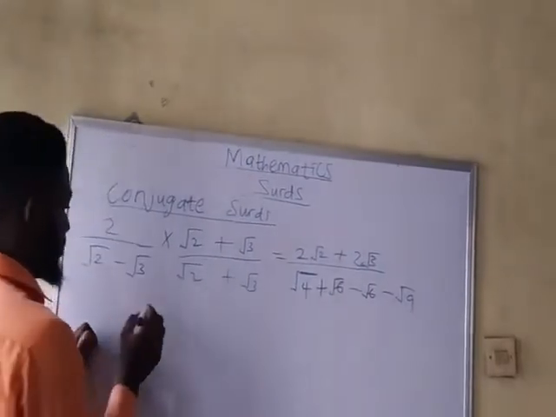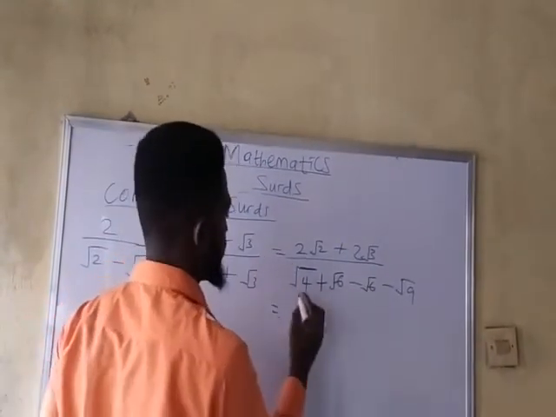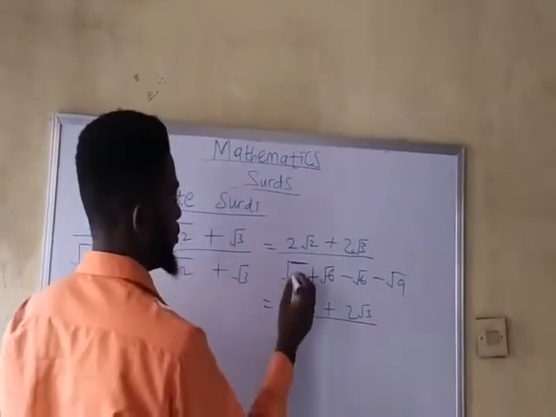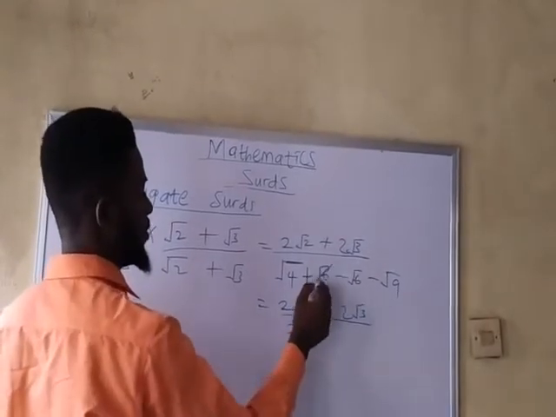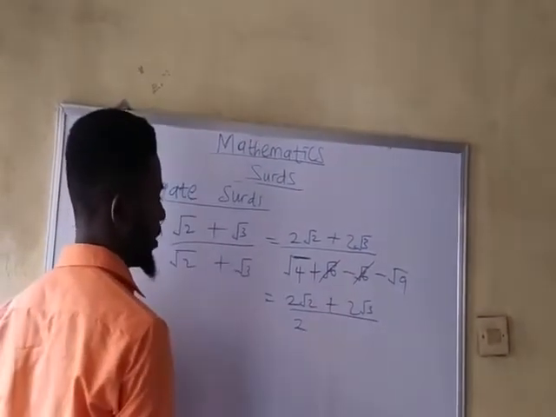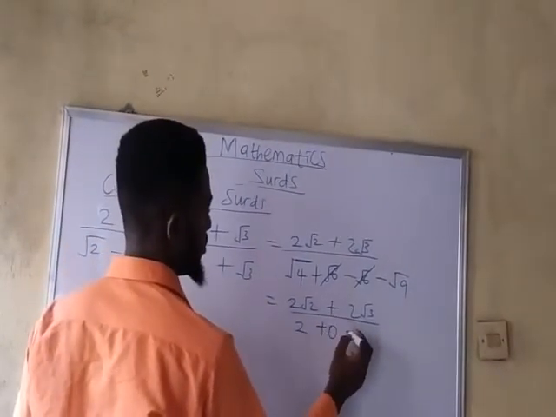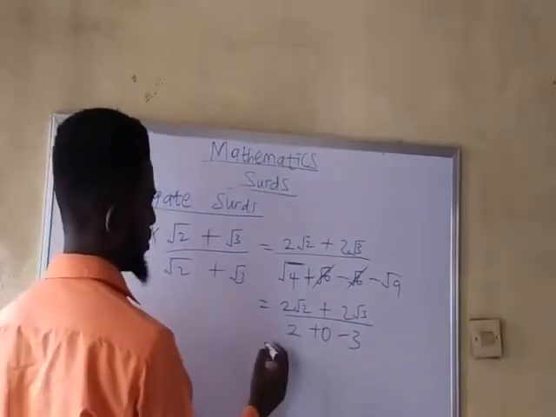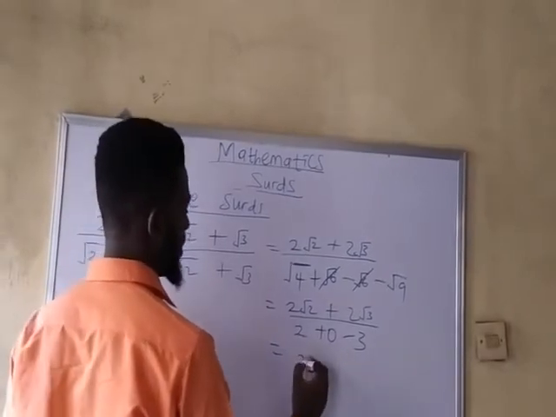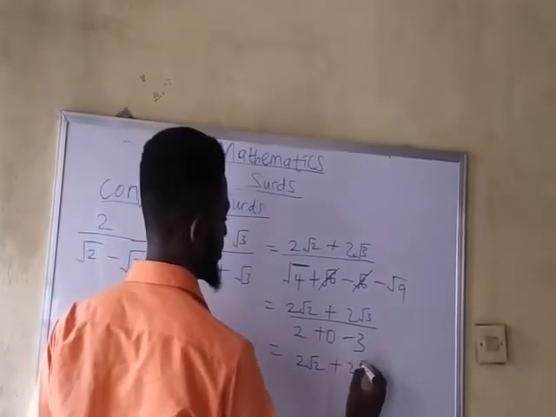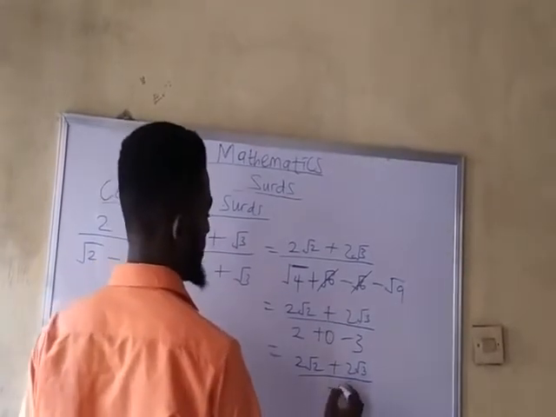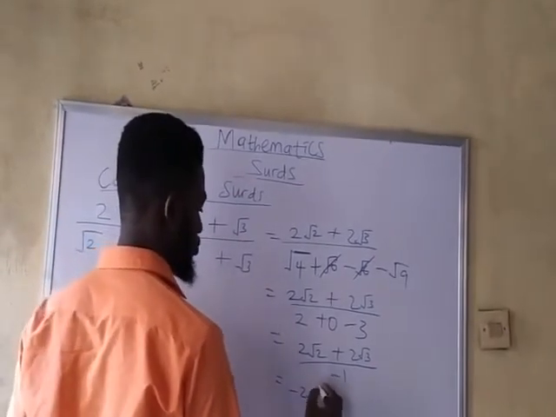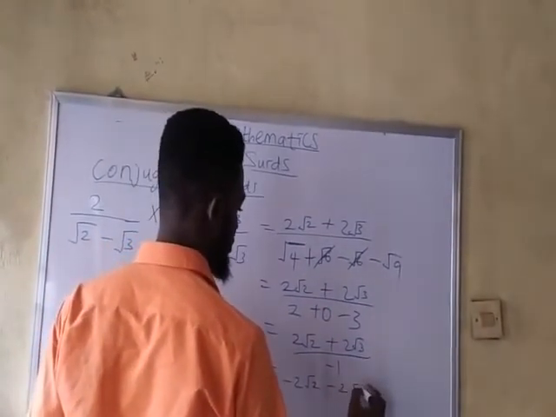So we could simplify that into 2 root 2 plus 2 root 3 over root 4, which is 2. The root 6 cancels, because it's plus root 6 minus root 6, cancelling out itself, the 0. We have plus 0 minus 3. So this is actually non-existent. So I'm basically having 2 root 2 plus 2 root 3 over 2 minus 3, which makes it minus 1. So we can say this is minus 2 root 2 minus 2 root 3.